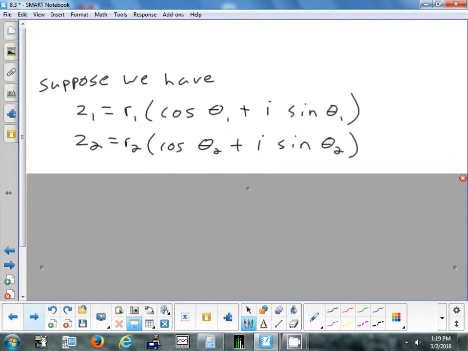Right, so suppose we have two numbers in trig form. Okay, I'm going to call my numbers z1 and z2. Each complex number has its own radius, which I'm calling r1 and r2. And each complex number has its own angle, theta 1 and theta 2.